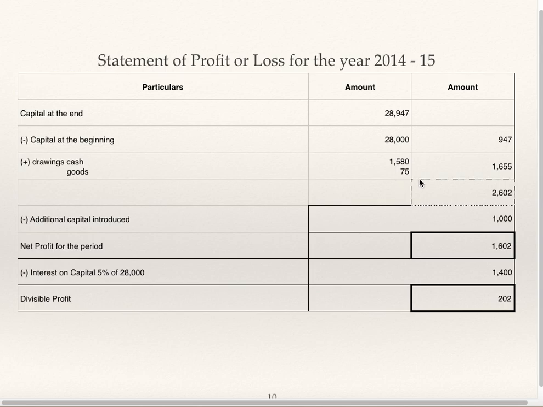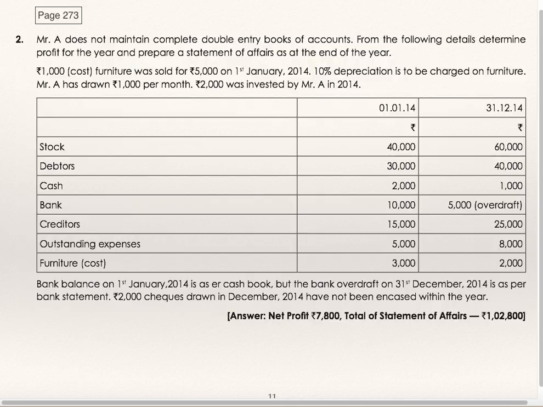Drawings in cash as well as in goods, add it. So 2602. Additional capital introduced, deduct. 1602 is net profit for the period. From that, interest on capital at 5% on capital at the beginning, deduct it, you will get divisible profit. I have not calculated interest on additional capital introduced in the month of July. You can calculate that and show it, but if you are not showing, write a note that interest on additional capital introduced is not taken into consideration.